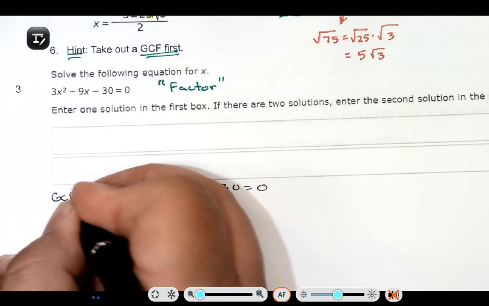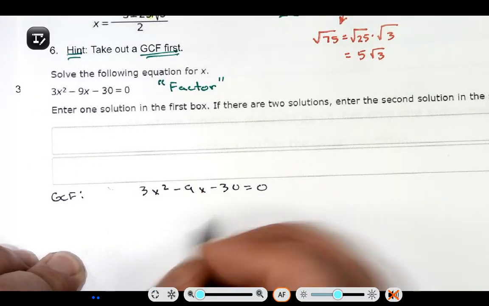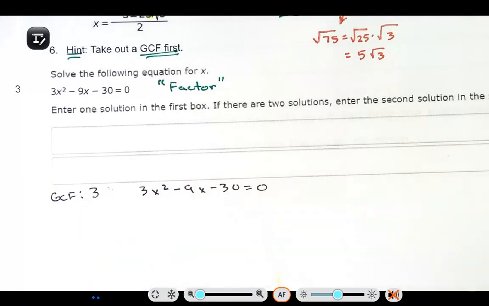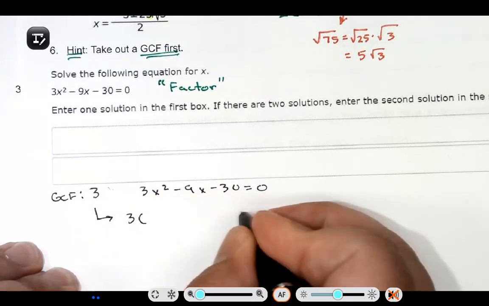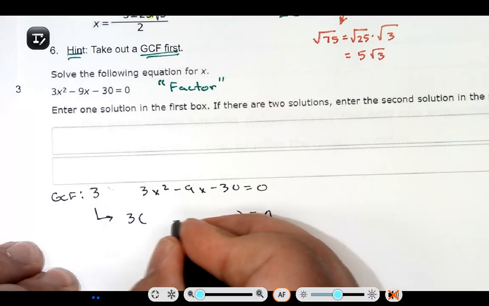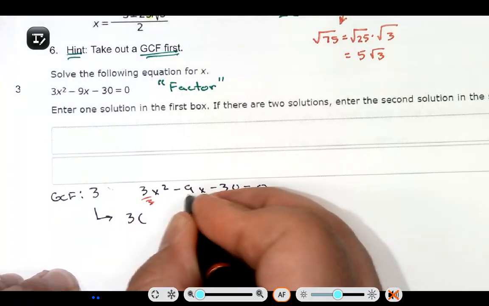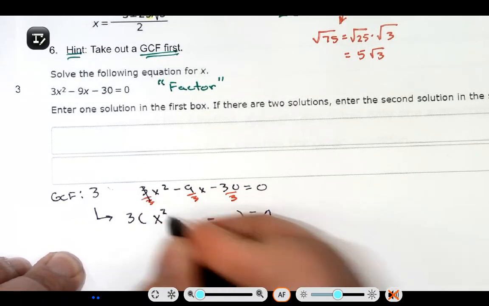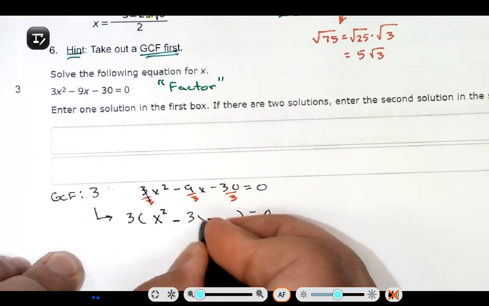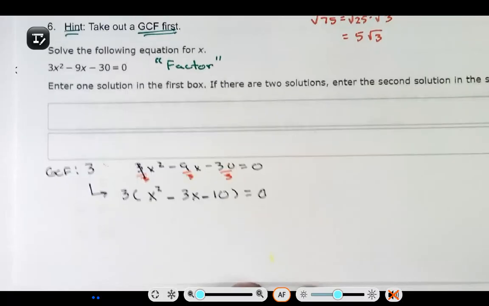If I'm thinking about a GCF, well, think about it. The 3 is the smallest number. 9 can be divided by 3. 30 can be divided by 3. Well, my GCF then is officially a 3. And if my GCF is a 3, don't forget, you got to write it out. And in parentheses, look, you're still going to have a minus right there. But technically, I'm going to divide everybody by 3. So 3 divided by 3 is gone. There's my x squared. 9 divided by 3 is 3 with an x. 30 divided by 3 is 10. Remember, that is always the first step in factoring.